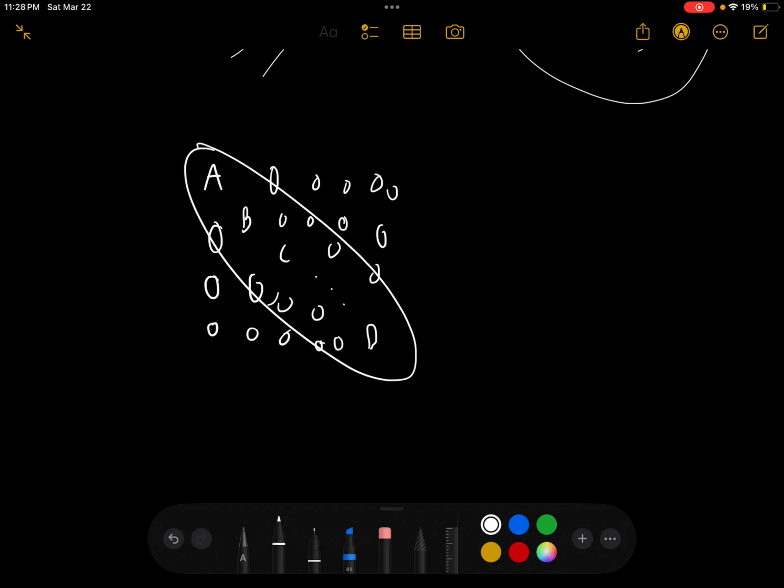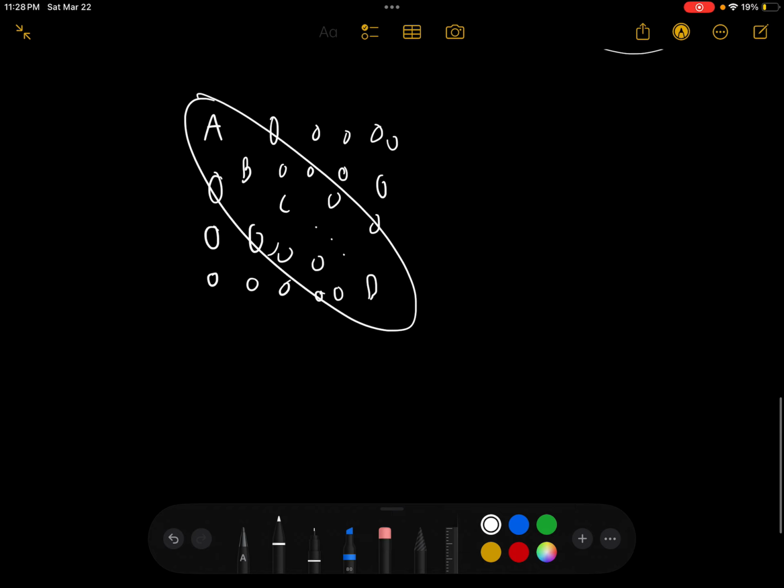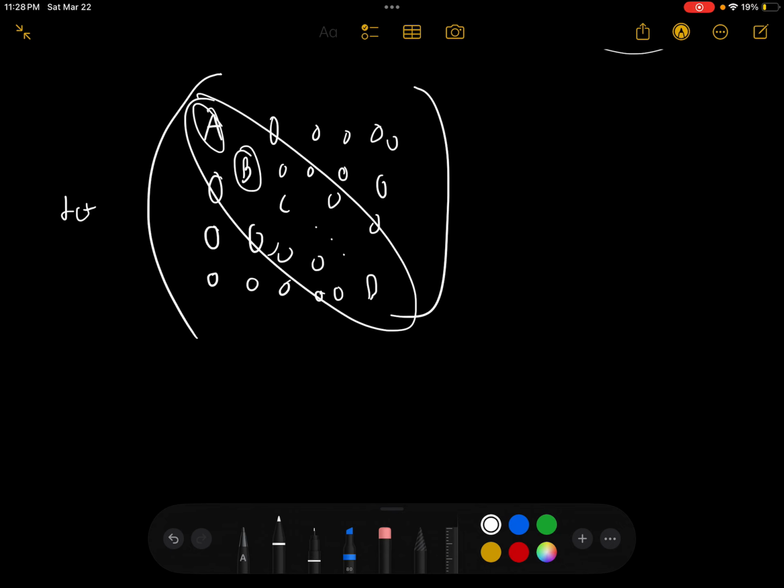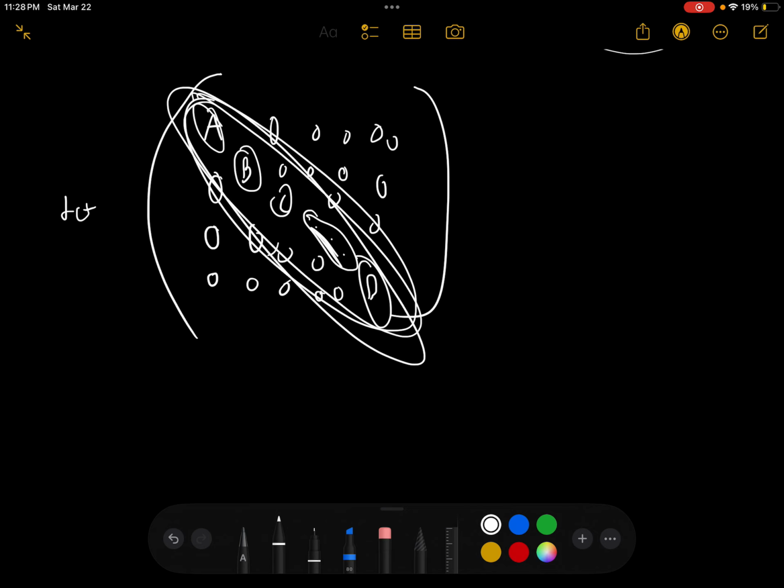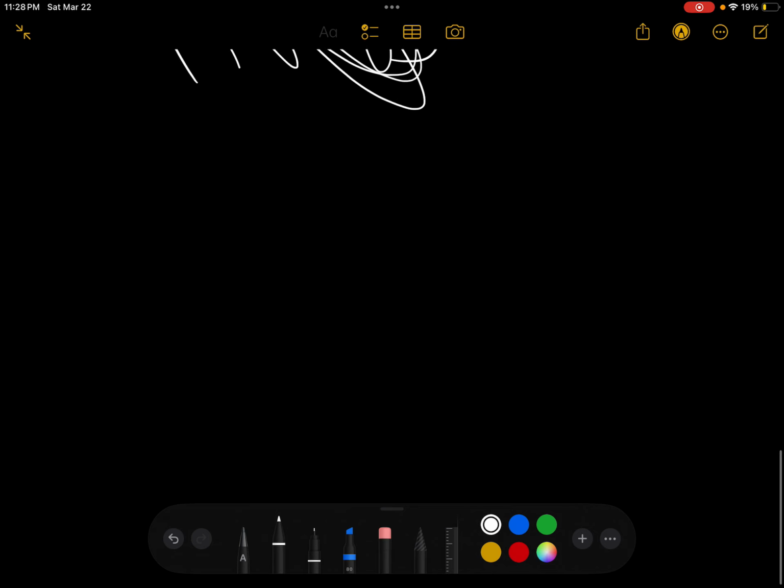So we call this a diagonal matrix, and what's interesting about these matrices is the determinant of this matrix is equal to A times B times C times all these other entries times D. So it's just equal to multiplying all these numbers, and you just ignore all the zeros. So we're going to do a proof for that, and we're going to do it by induction.